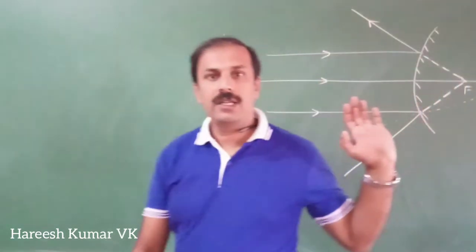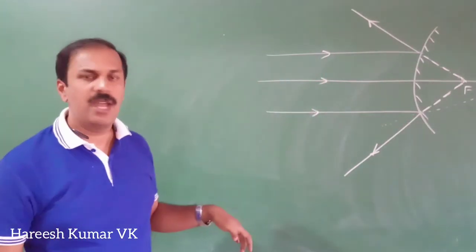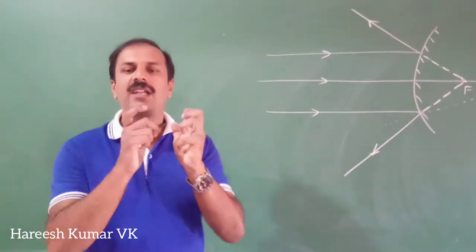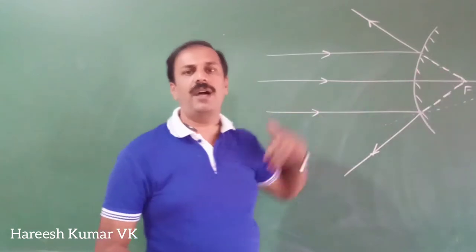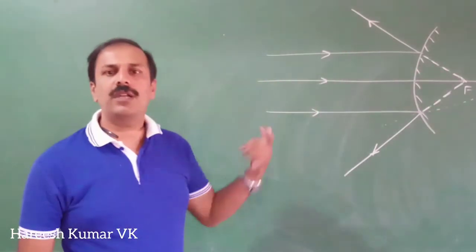So it is very clear. The image is formed behind the mirror, so this is a virtual image. And you can see the image will be very small there. So we have a highly diminished, virtual and erect image behind the mirror. That is what we are getting.